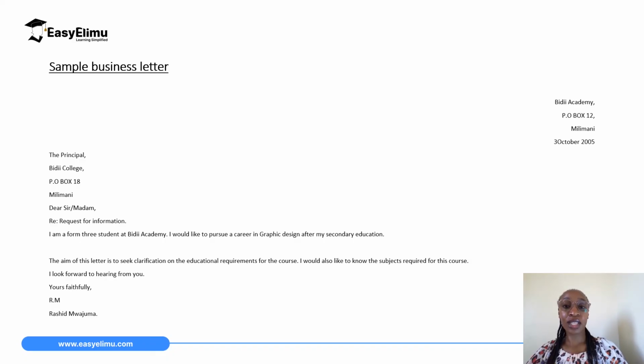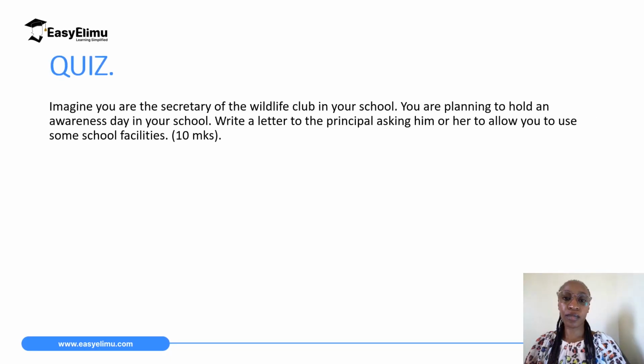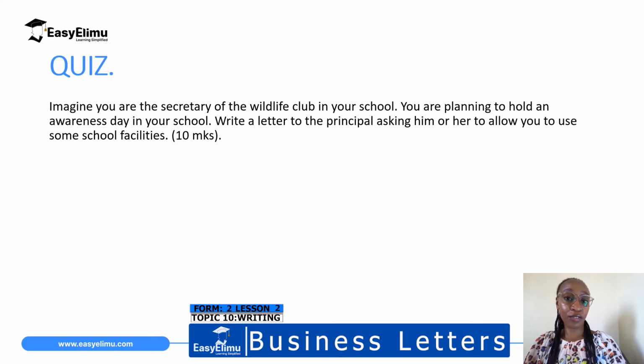When you look at the body of that letter, it is a short letter, but it contains all the information. From the subject, he was writing to request for information. He has stated that he wants to pursue a career in graphic design, and he has also stated that he wants to seek clarification on educational requirements and the subjects that are required. So we can conclusively say that that sample letter is well written. It has all the features.